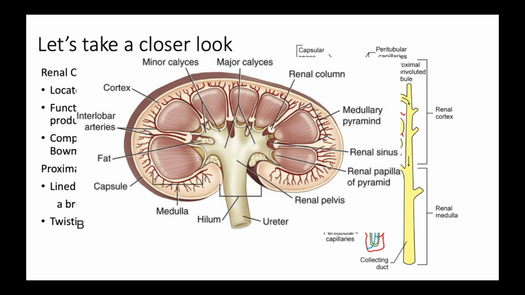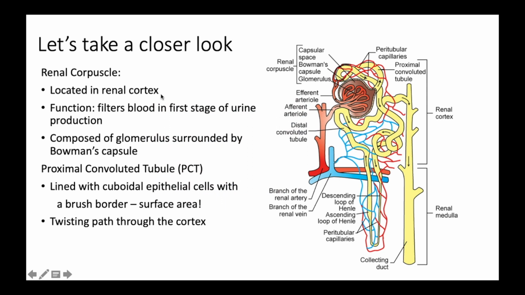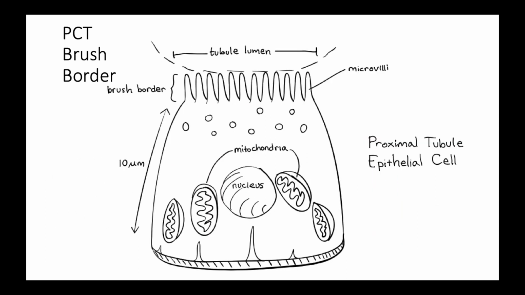So just a little bit of a refresher. This sits within the cortex of the kidney, and when we talk about the loop of Henle, it reaches down into the medulla of the kidney. So the PCT and the renal corpuscle sit within the cortex, this layer here. Looking at a closer look at the PCT brush border, this is a typical little epithelial cell with microvilli, and again it increases that surface area by a factor of 20.